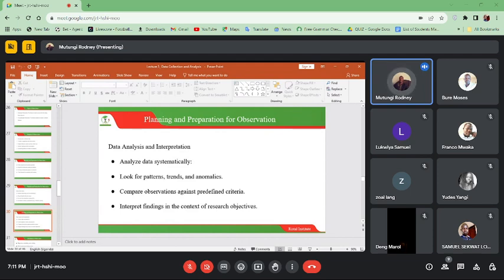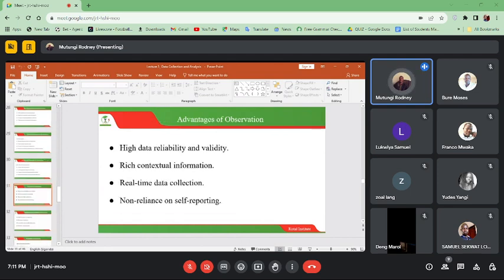Then you interpret the findings in the context of the research objectives. So like we said, as you collect data, you should be able to make sure that everything is aligned with your research objectives so that interpretation and analysis of what you have collected will be easy and it will be relevant to answering your research questions.